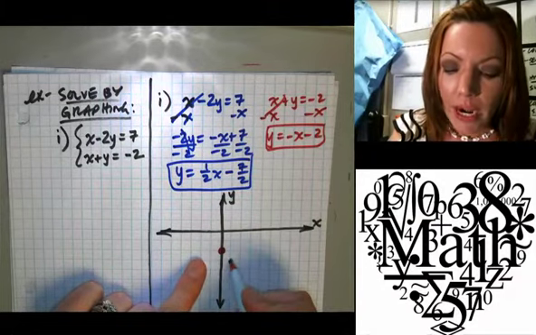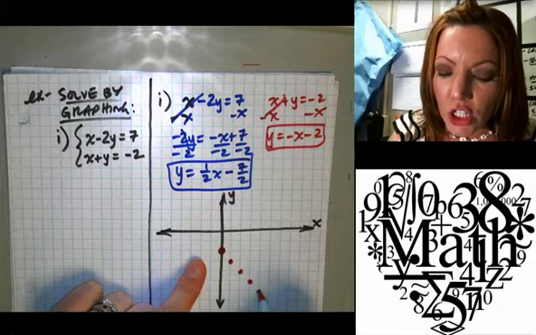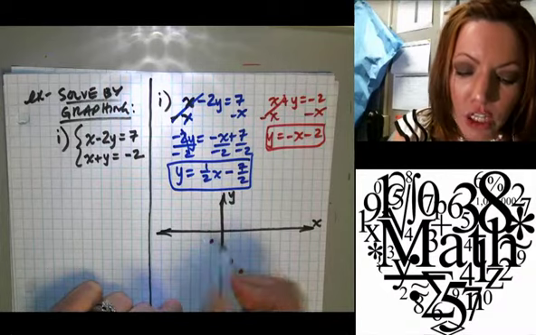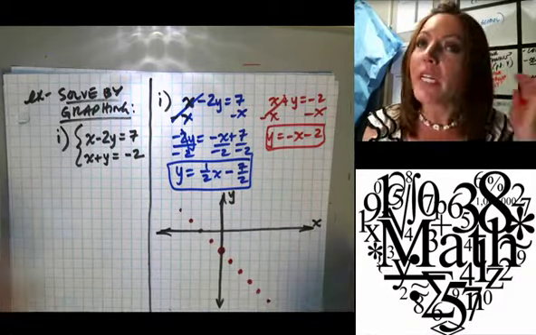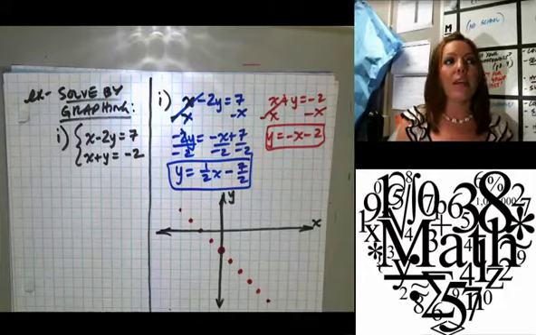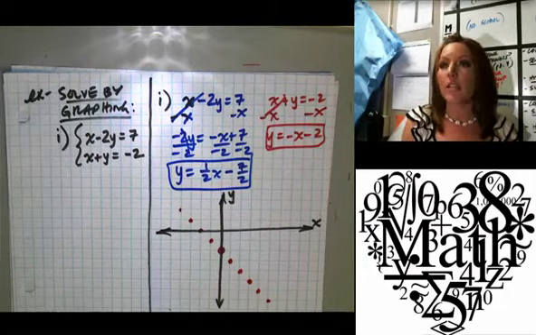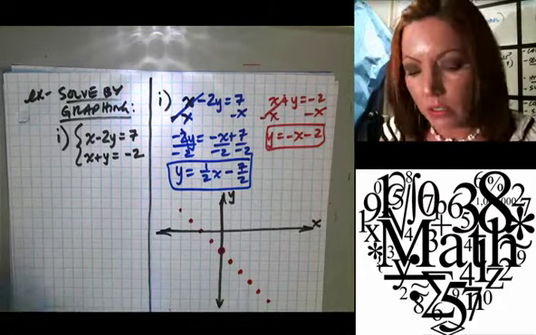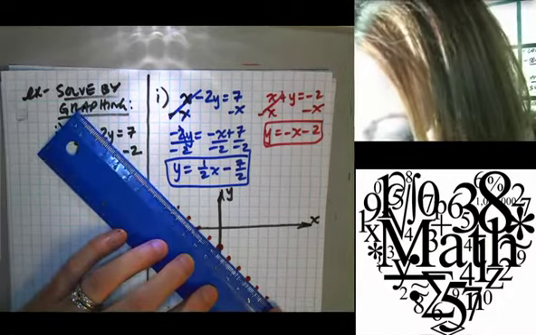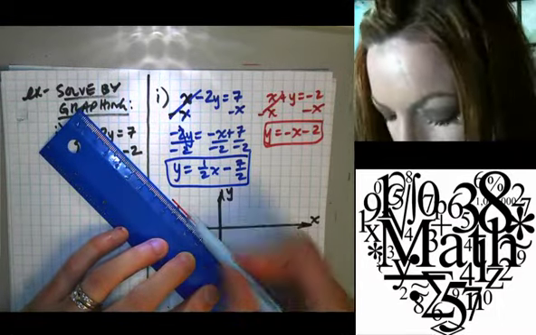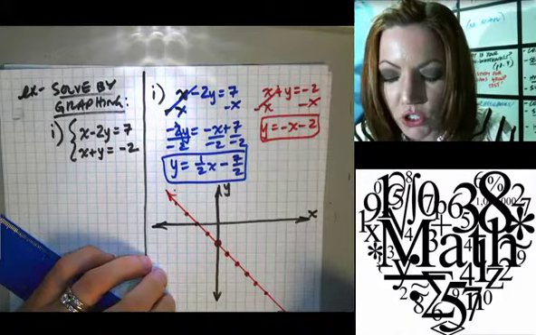Now, this is one where it's actually really good to continue the slope on and on and on. The reason for that is because we want to find a place where these lines cross. So if you keep the slope going, you're going to have a more accurate graph. All right, so then we draw a line through it. That's the first line.